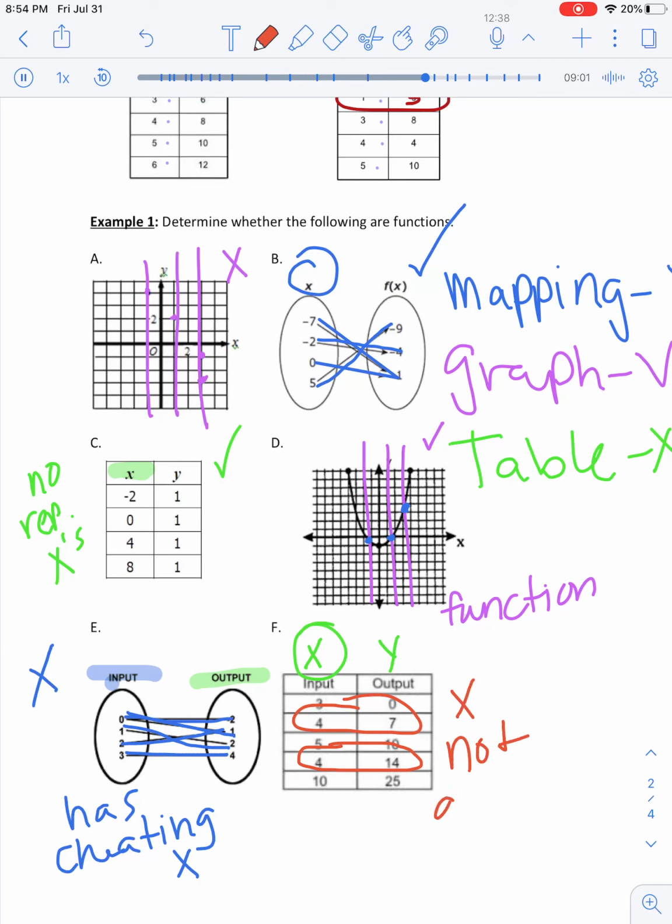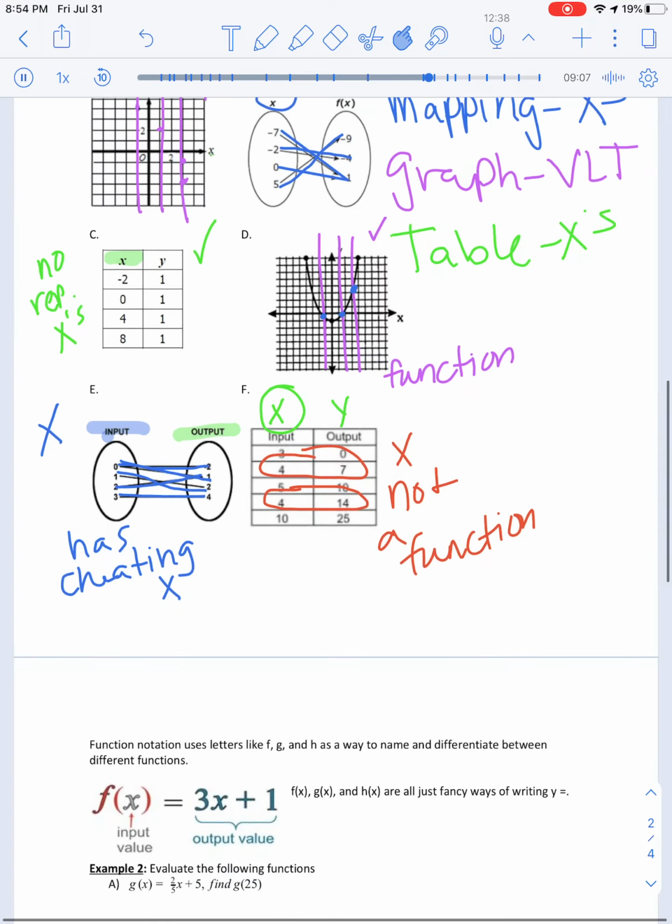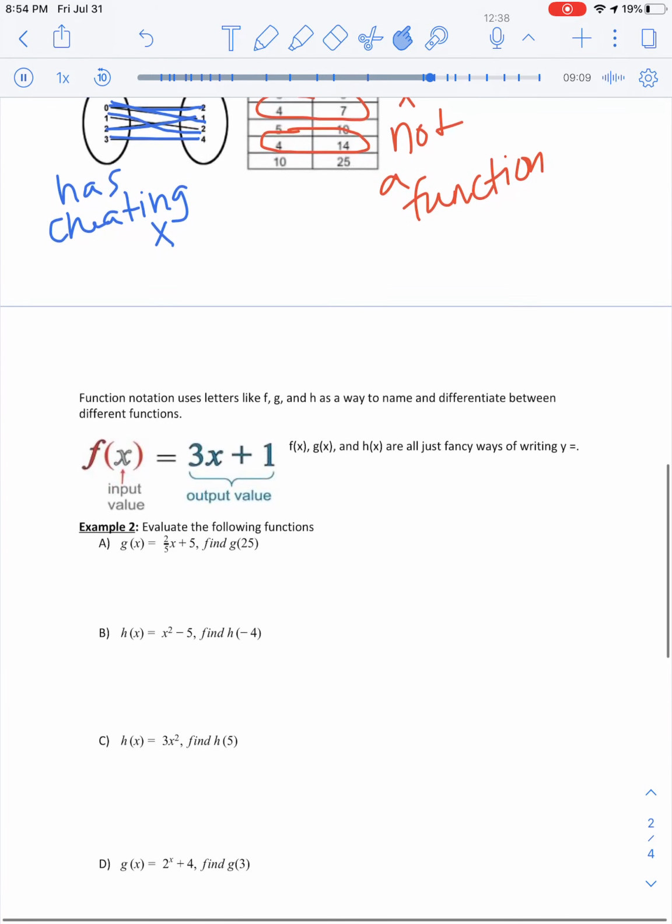So we can represent our input and output in different ways. And now we're going to move on to how to actually evaluate functions. So function notation looks like this, and we read this as f of x. This is just another way of saying y equals. So all of this really reads y equals 3x plus 1.